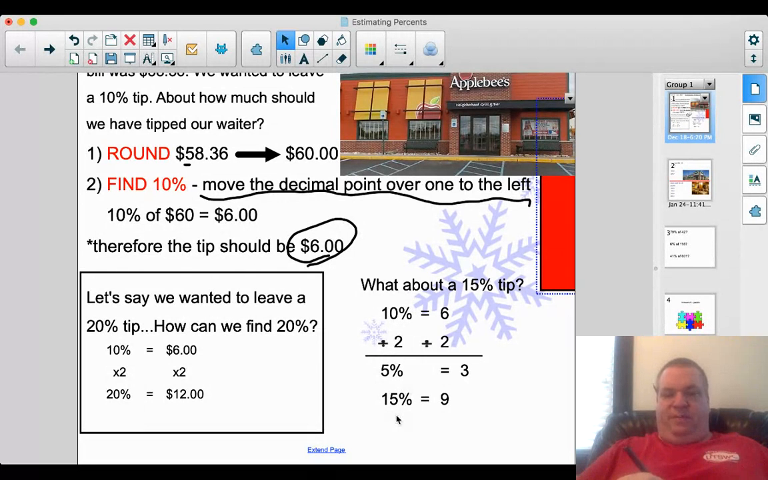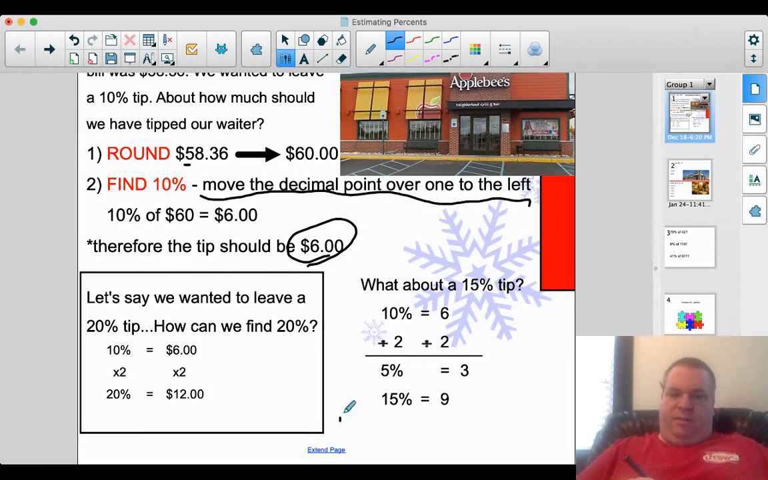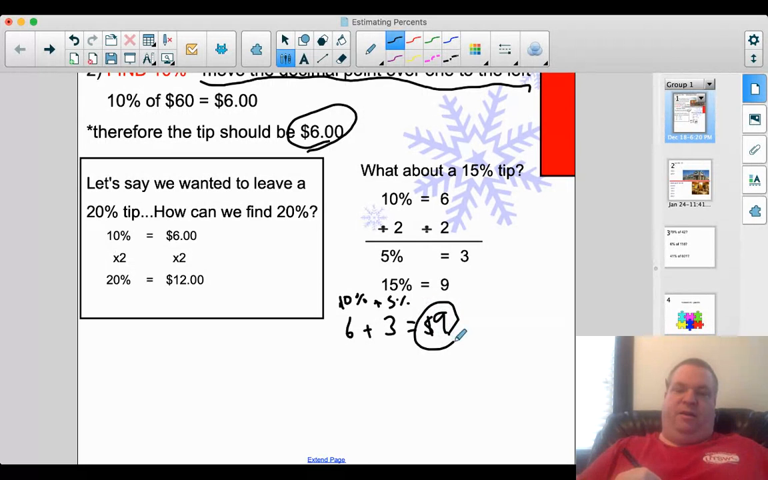So if I want 15%, you can think of 15% as 10% plus another 5%, right? Because 10 plus 5 equals 15. Okay, well, we know, let's go over here. We know that 10% is $6. 5% is half of that, which is another $3. 6 plus 3 adds up to $9. So 15% would be $9.